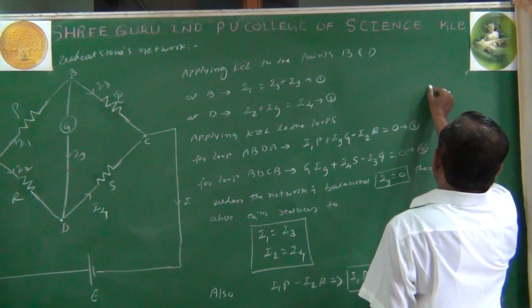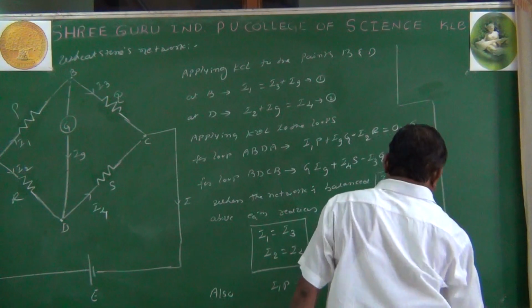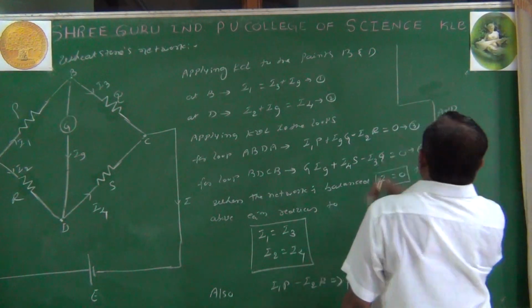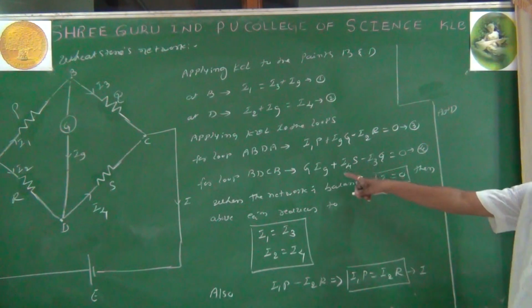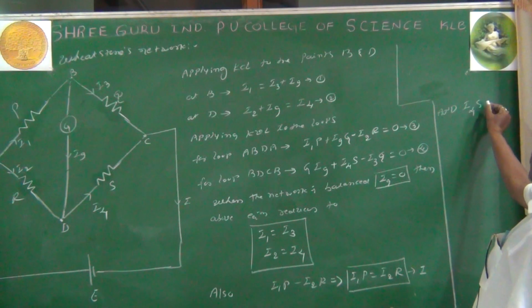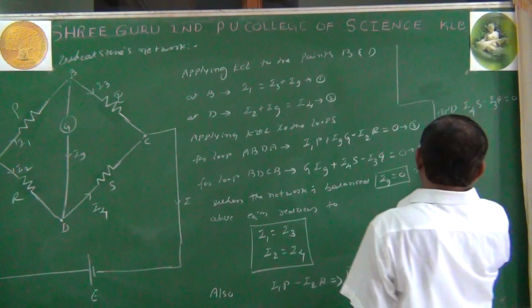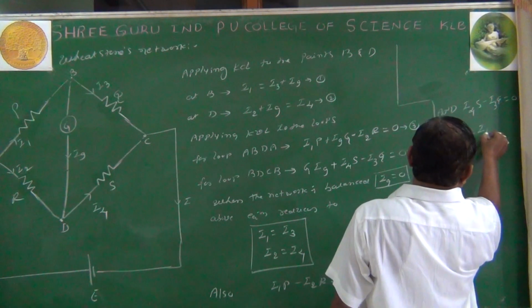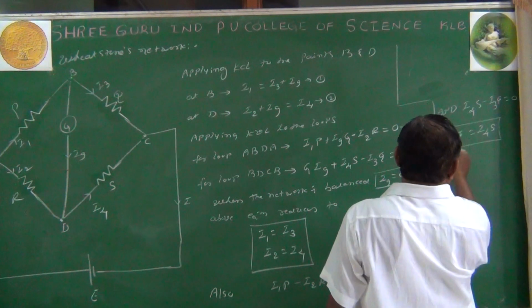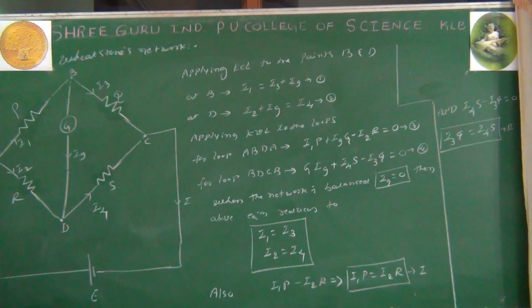And what is the fourth equation? I place Ig equals 0 here. I4S minus I3Q equals 0. Then I make the systematic arrangement: I3Q equals I4S. Shall I call it equation number Roman 2? Our two equations are Roman 1 and Roman 2. Those equations are obtained from KVL equations.